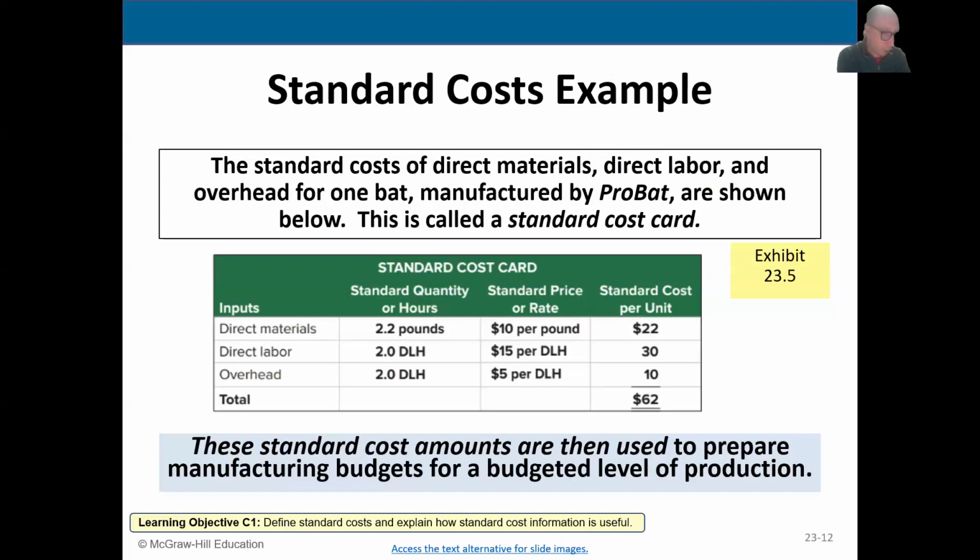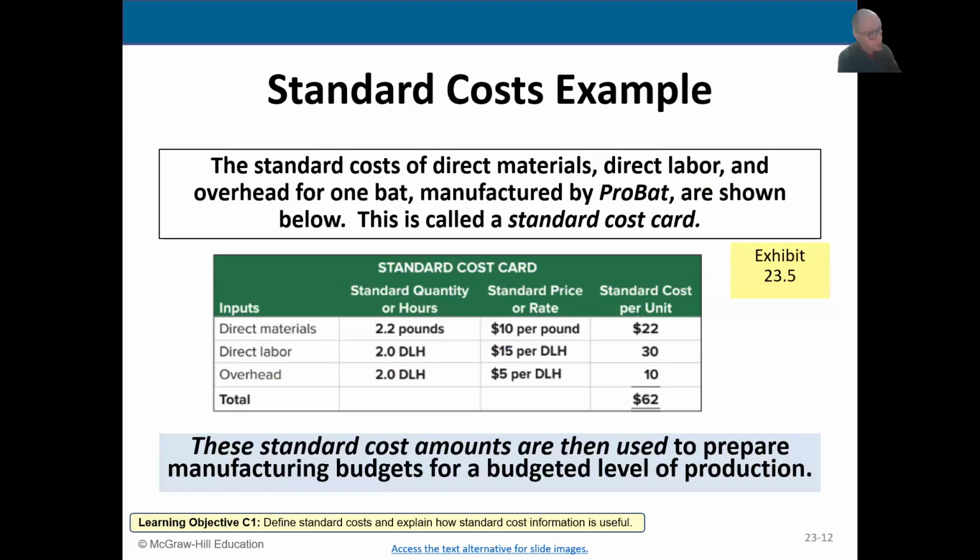What about overhead? We're going to use a single plant-wide rate method here. And we're going to say that our overhead rate is based on the activity base, which is our direct labor hours, 2 hours. And we'll say $5 per direct labor hour. All right? So our overhead in this example is $10 per baseball bat. That gives us a total cost per bat of $62. That is our standard cost.